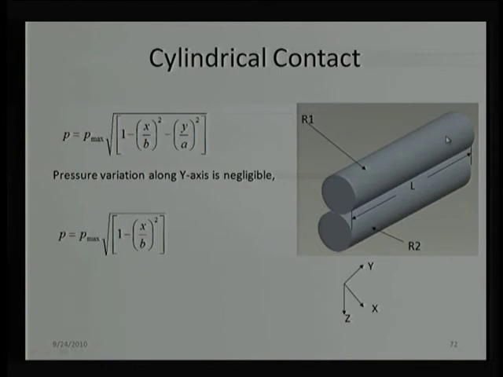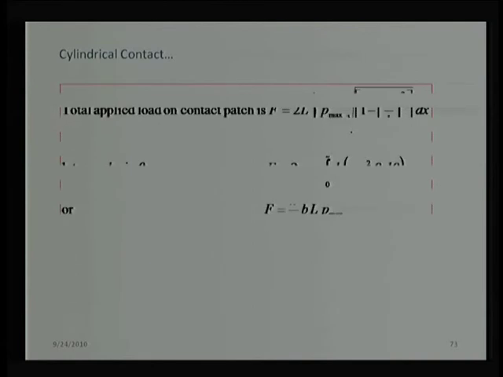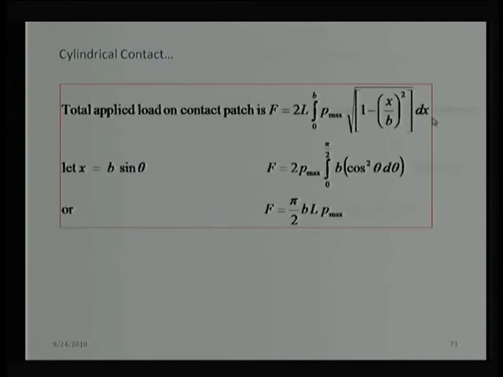If we assume this in this situation, then the relation for P is the same as the way we have represented it for the spherical contact, and we can integrate the same way we have already done. You see P max times 1 minus x by b squared into dx. For easy integration, we can substitute x equal to b sin theta. Doing this, we are able to get this expression.